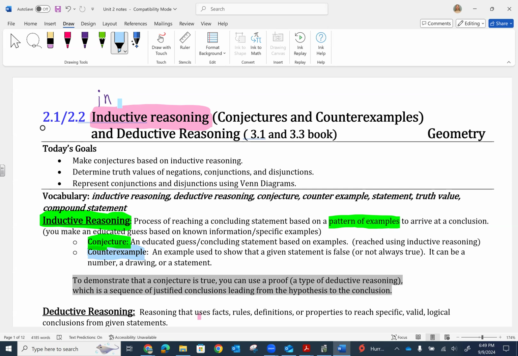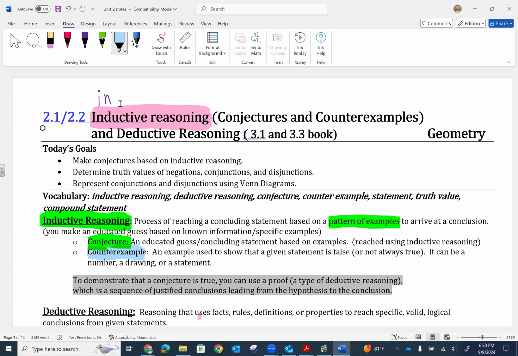Okay, so you can't prove it. You can say, here's a generalization about what I noticed, but you can't prove it. You can disprove it by showing a counterexample that shows it's not always true. In fact, it's actually false, because even if you find one counterexample, it is not considered true. So that's something good to know.